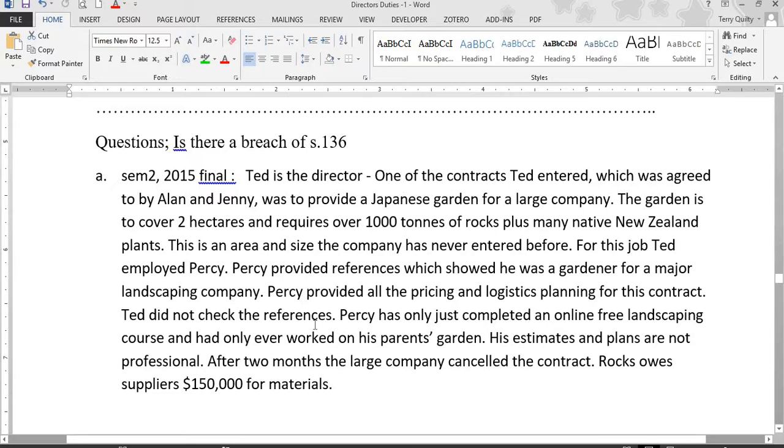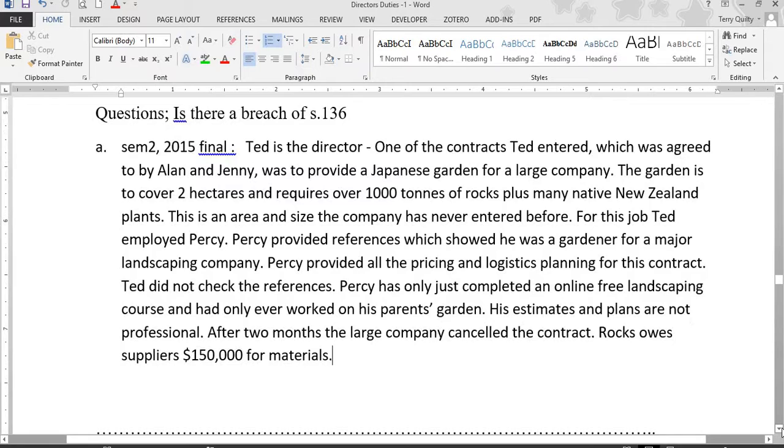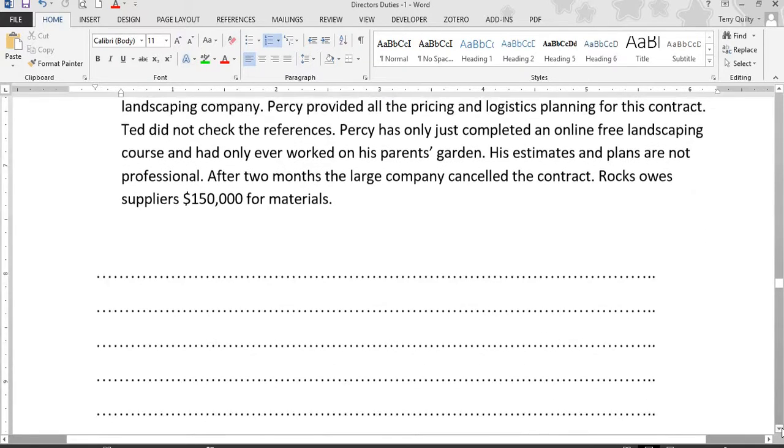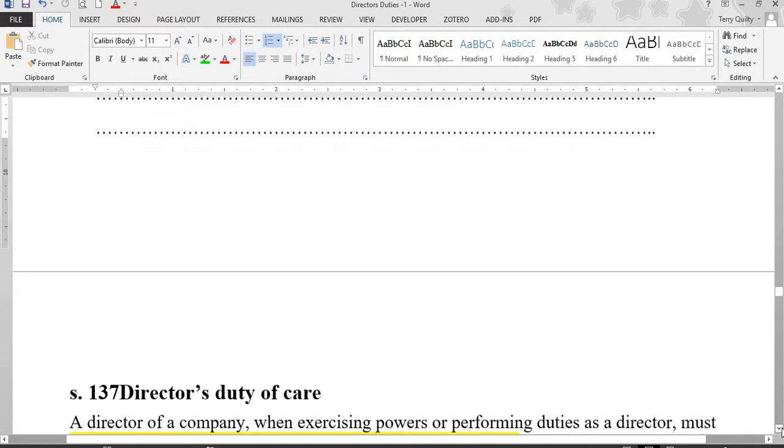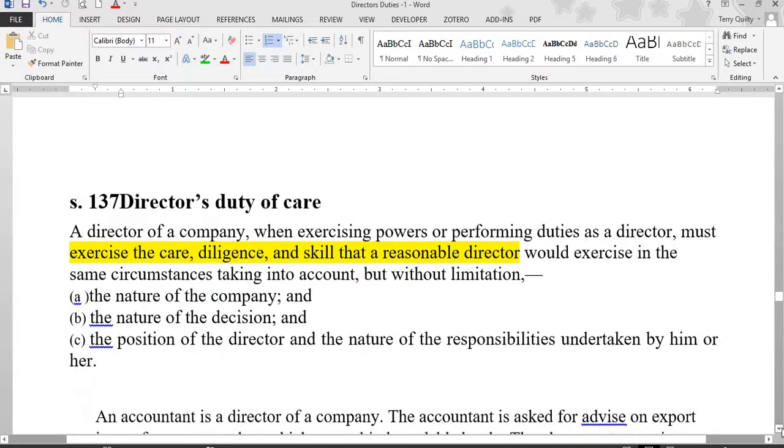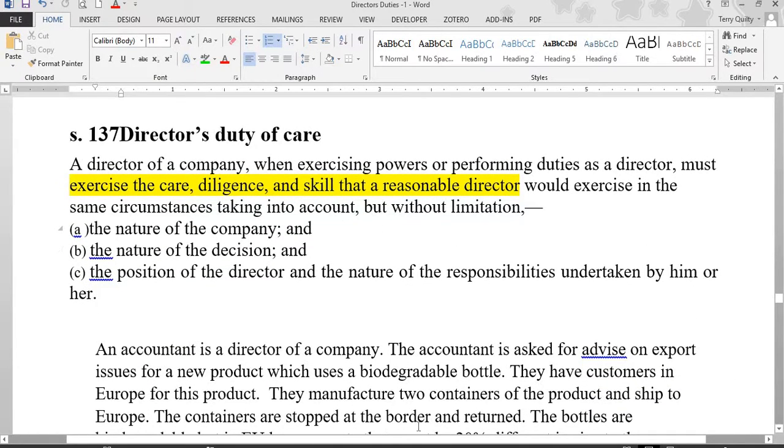The size of this contract in relation to their existing business would suggest this is well beyond their capability, and they have taken on a substantial obligation without reasonable grounds. So work through that, answering those questions, and we'll come back to it also in the defence.